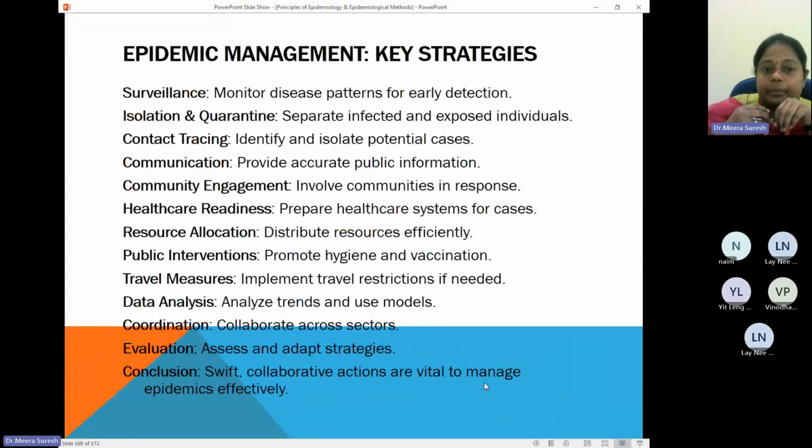Then in case of epidemic management, there are certain key strategies. You can just go through that: surveillance, isolation and quarantine, contact tracing, communication, community engagement, like how people also become part of it. No public health practice, that's another rule you have to keep in your mind, no public health practice is going to be successful unless there is engagement from the community.